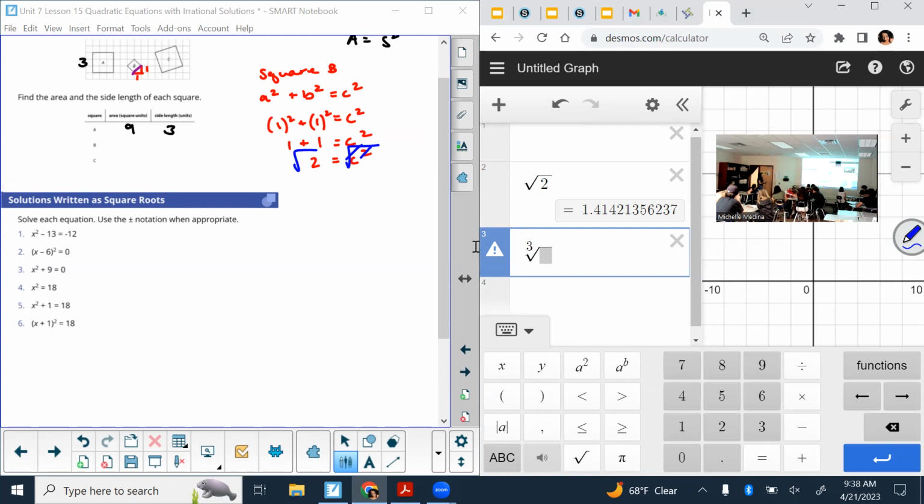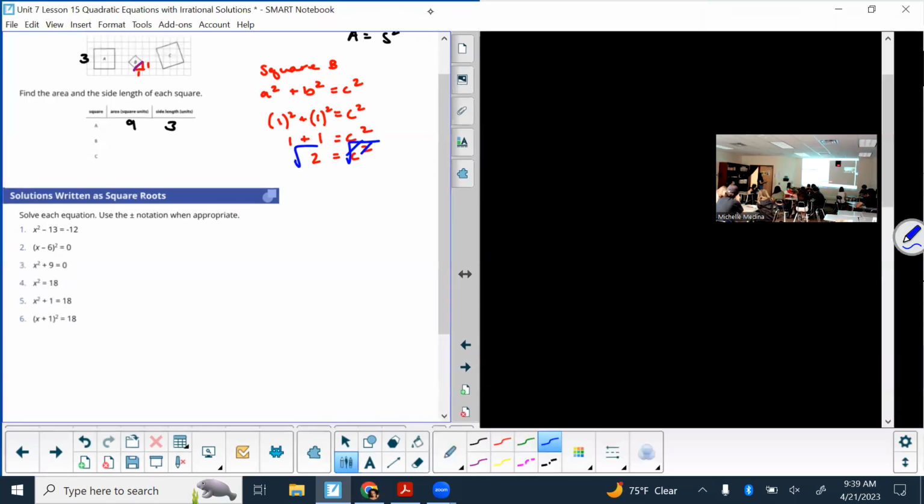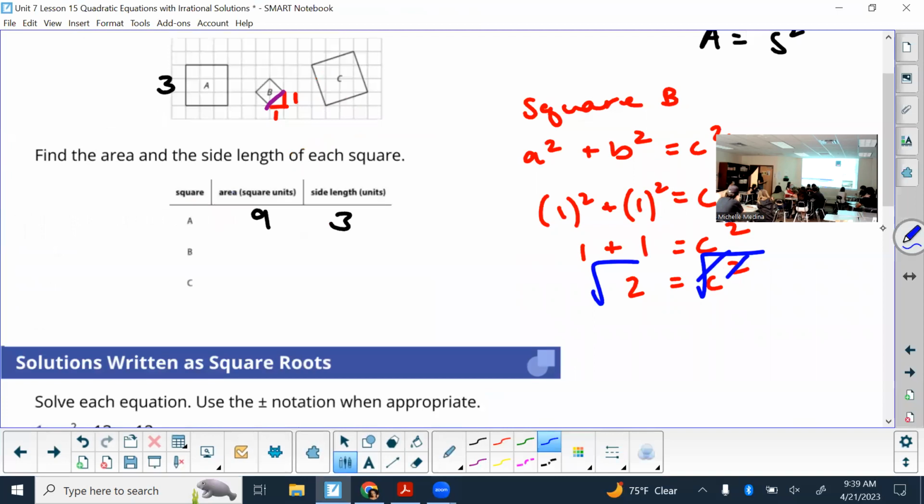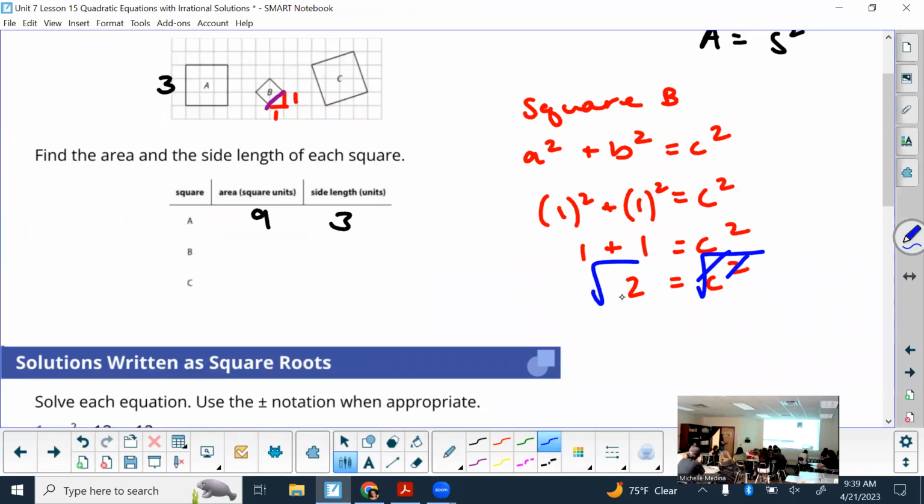So yeah, square root of 2 is not a perfect square. You could try to see if you can simplify it, but nothing goes into 2 other than 2 and 1. So we just leave it as square root of 2. That is my side length. So if you round it and then multiply those to get your area, it's not going to be exact. So we want to leave it in its exact form. Questions on that?